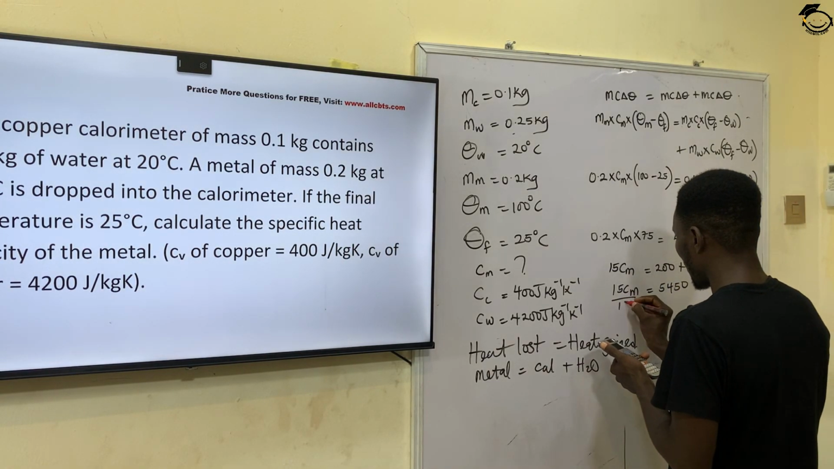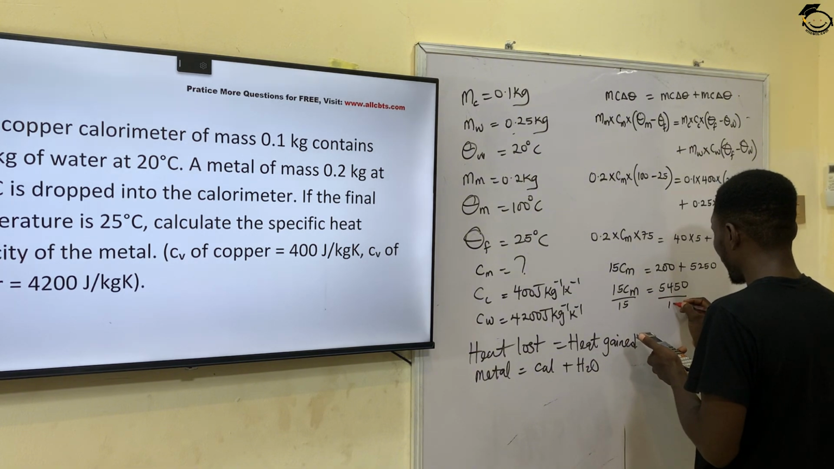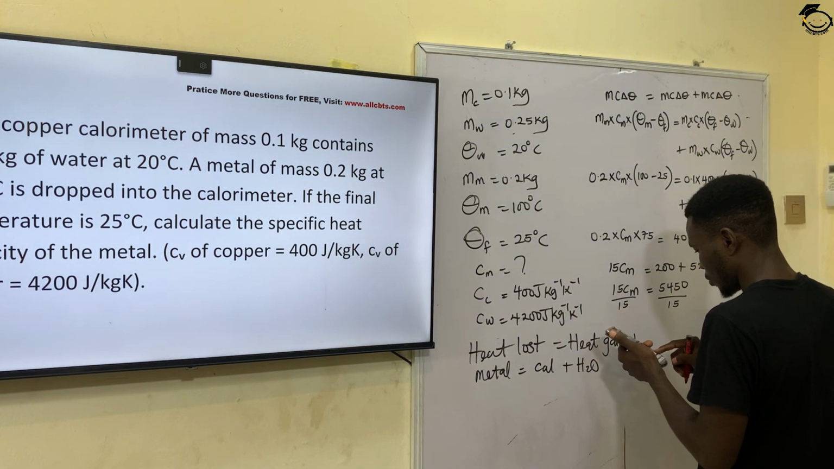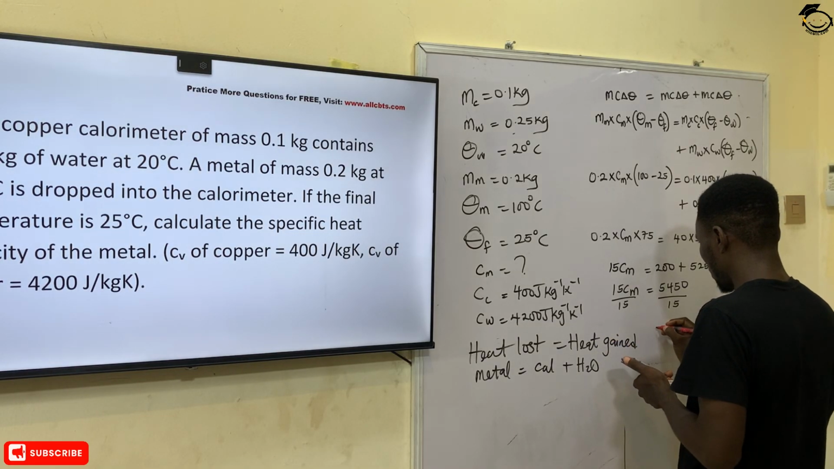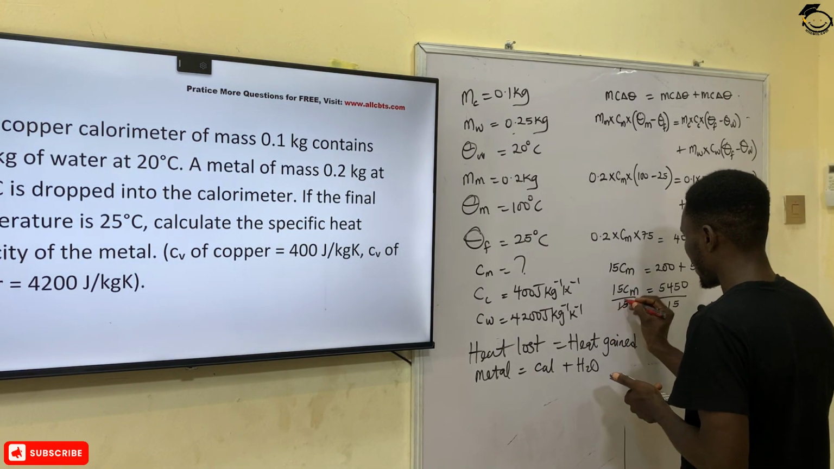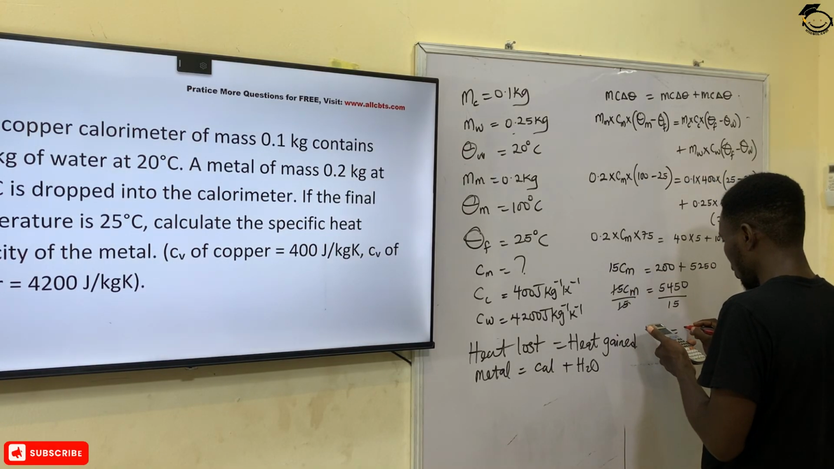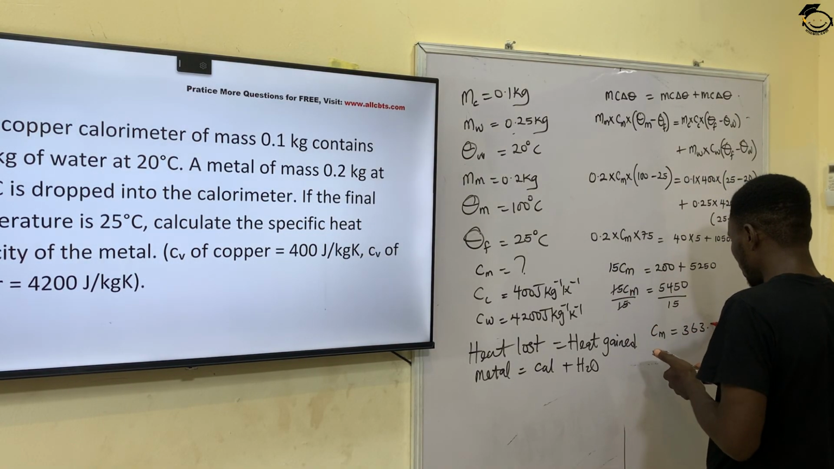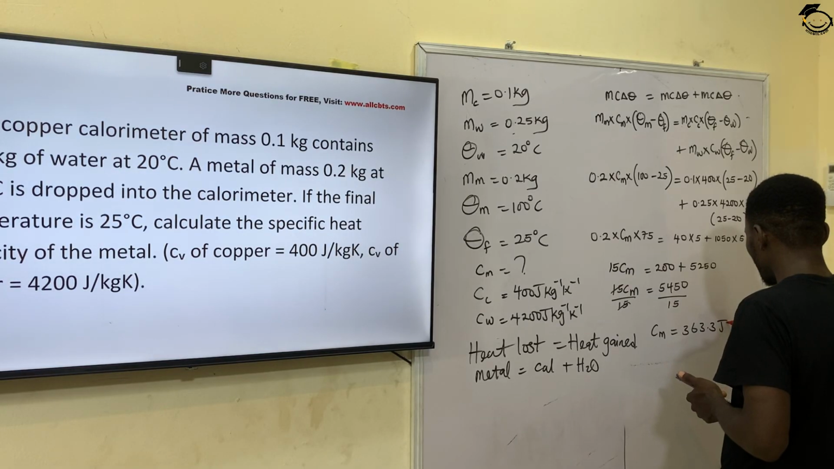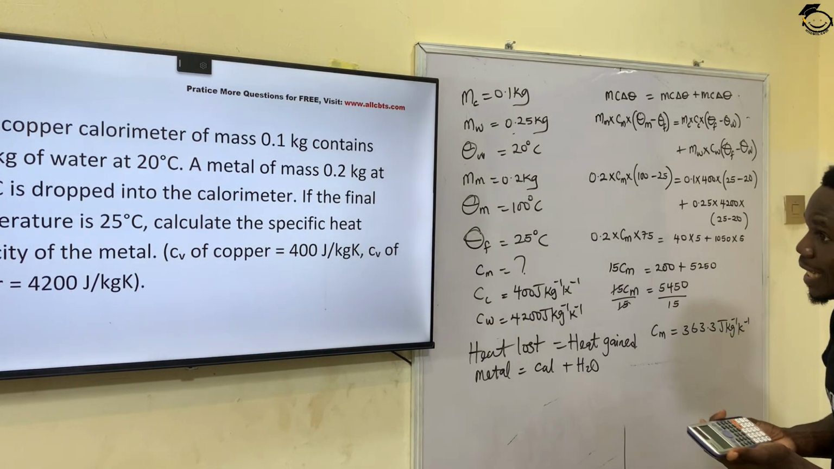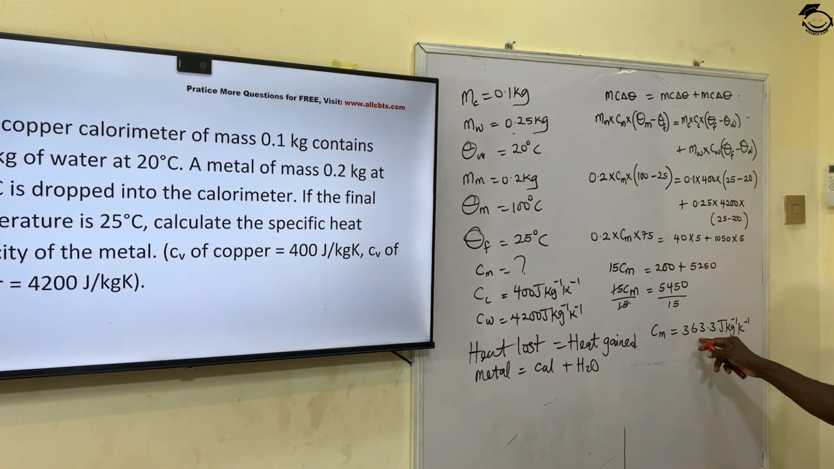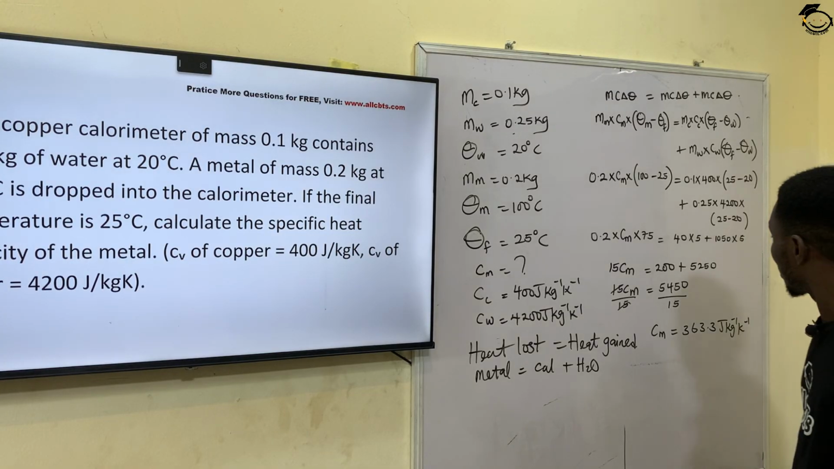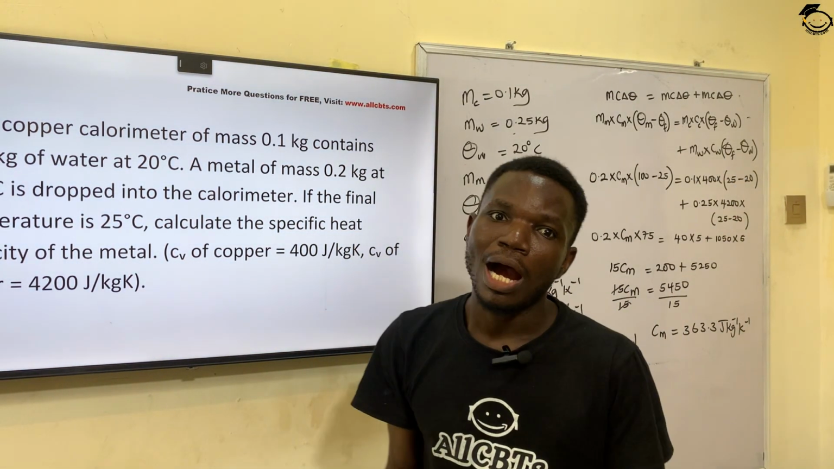So I'll divide both sides by 15, 15 divided by 15. This means that the specific heat capacity of the metal is going to give me 363.3 joules per kilogram per Kelvin. So at the end of the day, the specific heat capacity of this metal is 363.3 joules per kilogram per Kelvin.